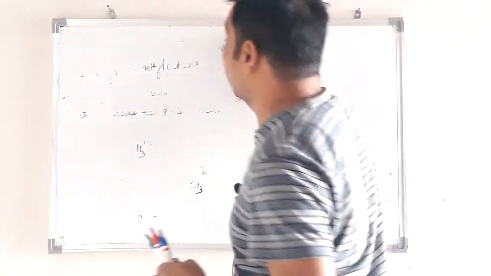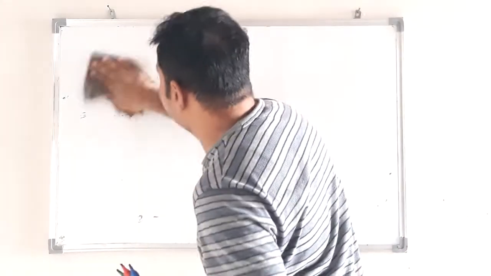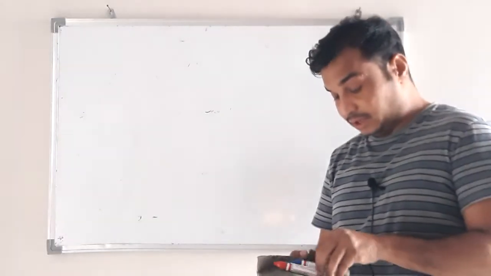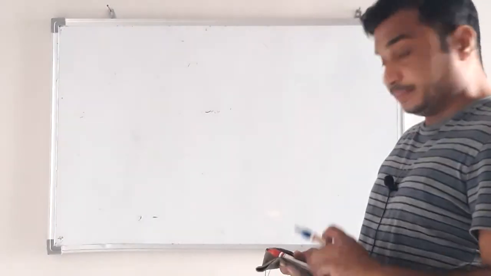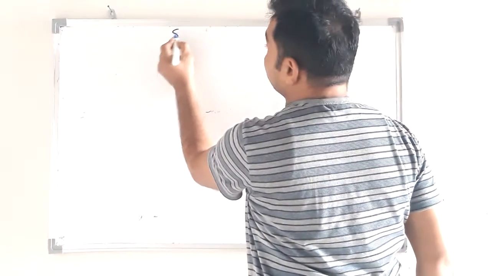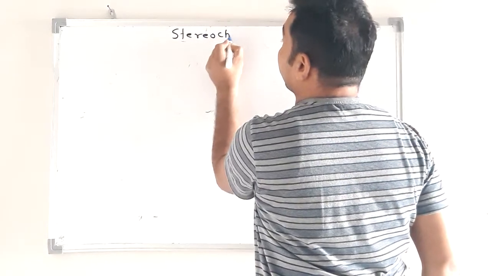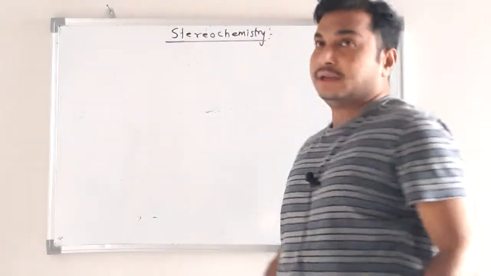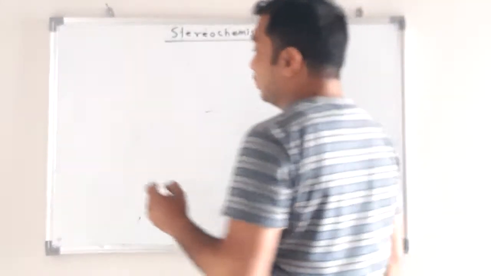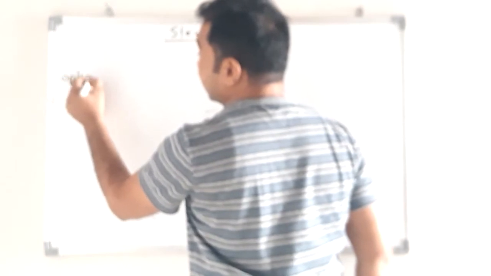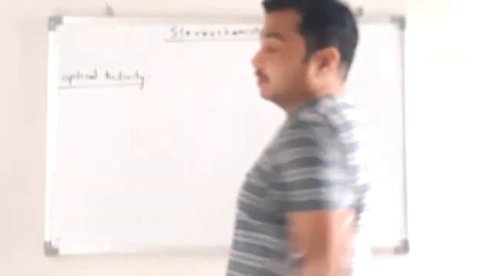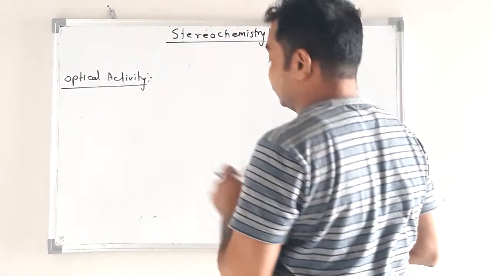Now, our topic was stereochemistry, and in continuation with that, again we will discuss some concepts in stereochemistry. In the last class I explained optical activity and optical isomers. In that case I have taken one example.